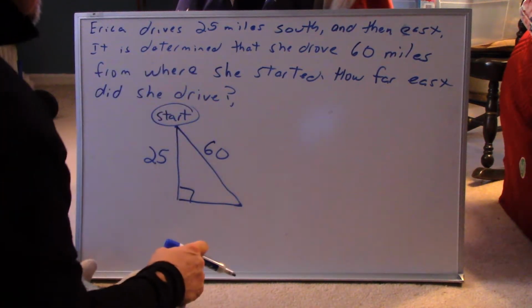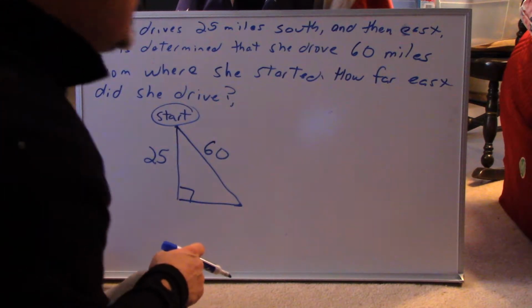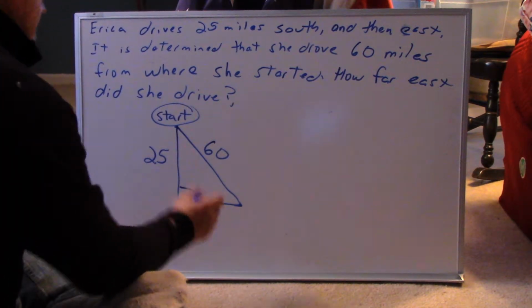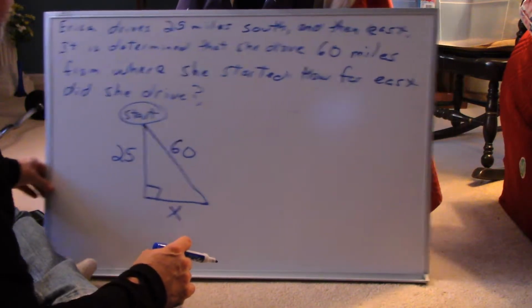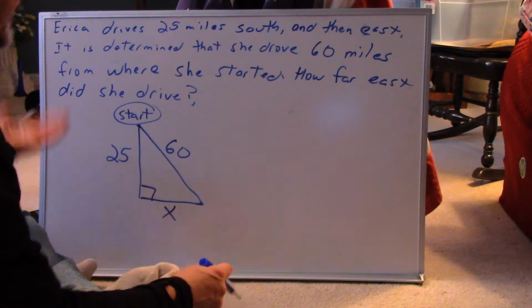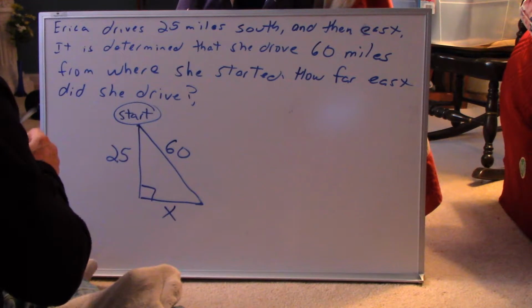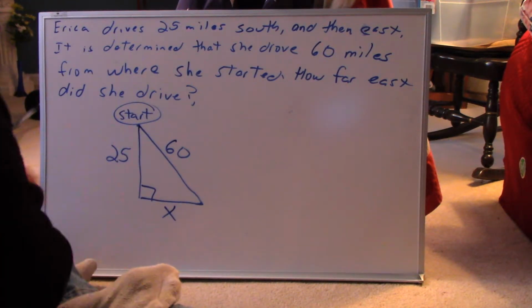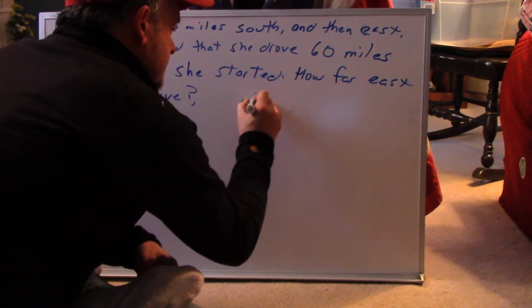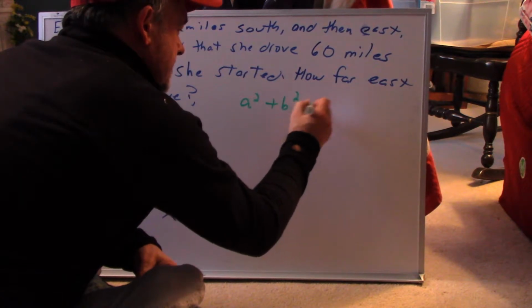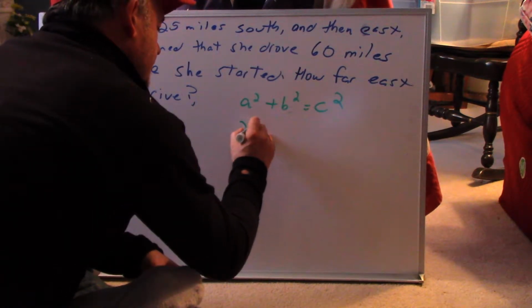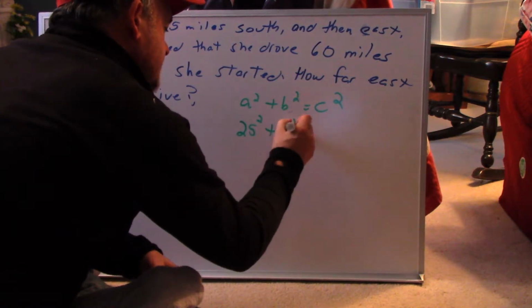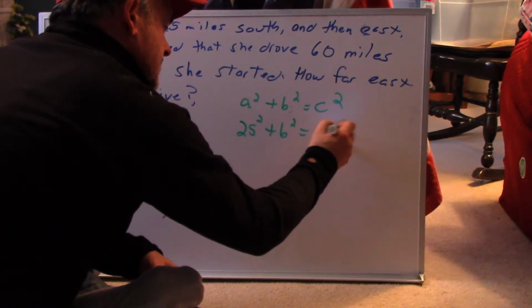Then it says, how far east did she drive? So the question is, how far east did she drive? So we need one of the legs. This is a right triangle, so this is the Pythagorean theorem. Let me use a different color. A squared plus b squared equals c squared. C is the hypotenuse. So 25 squared plus b squared, which is missing, equals 60 squared.